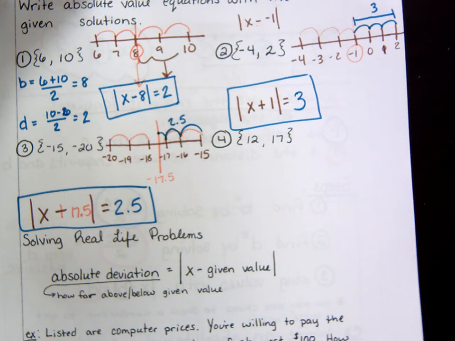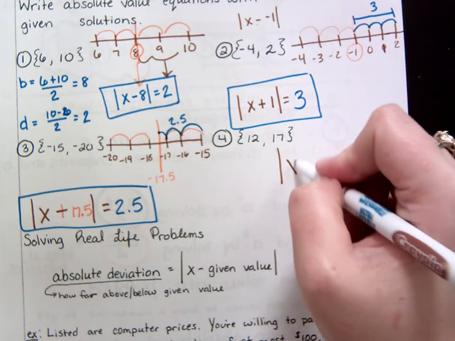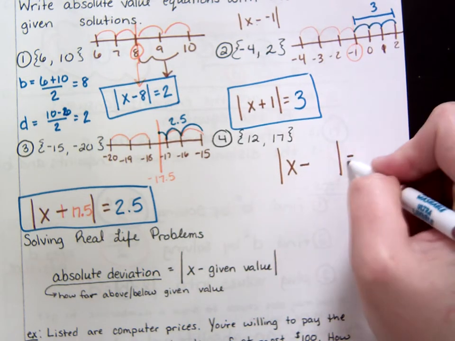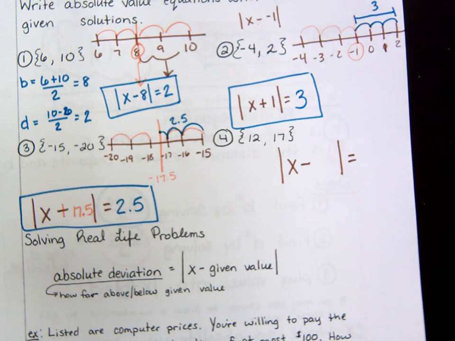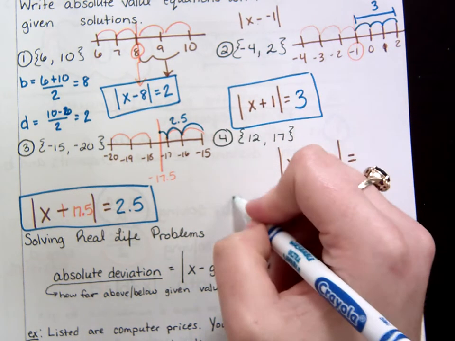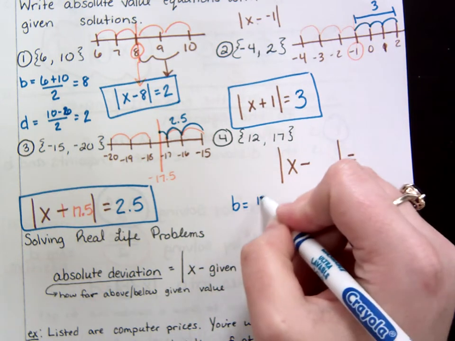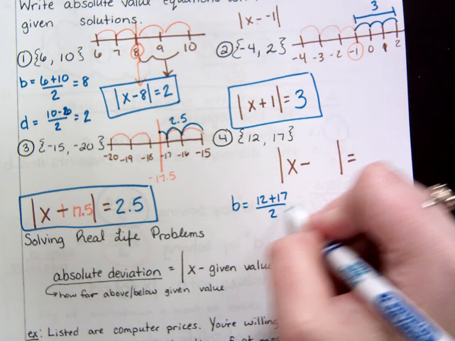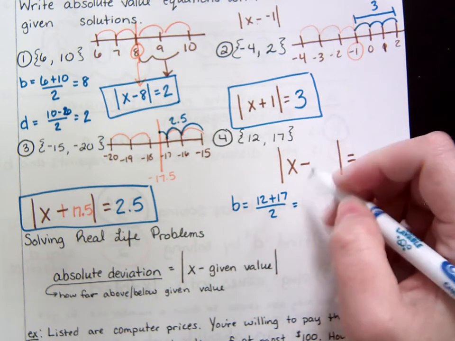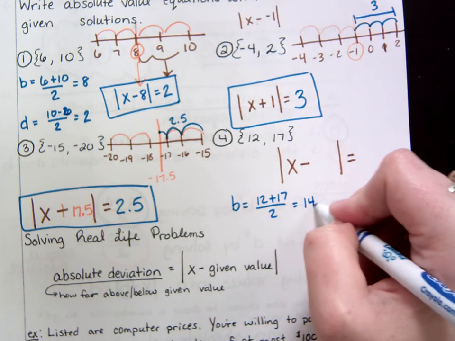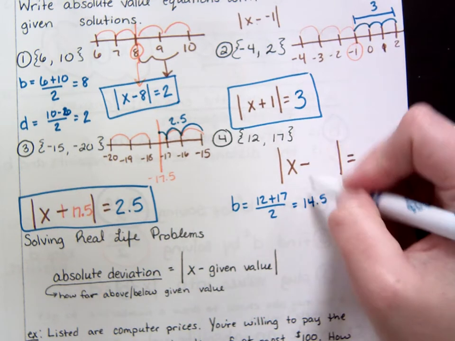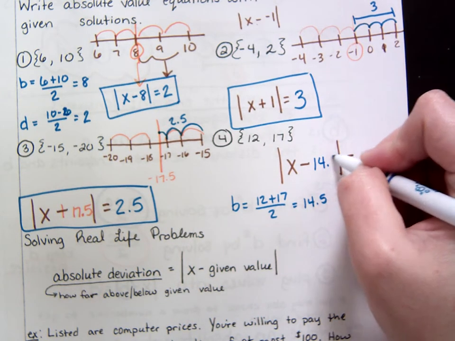When it looks something like that, or when you're dealing with numbers really, really far apart, you might be better off doing it the other way. So absolute value of x minus whatever b is equals whatever d is. So let's fill in the space. To find b, remember this is where you add and divide by 2. So 12 plus 17 over 2. So that's 29 halves, which is 14.5. And so x minus positive 14.5.